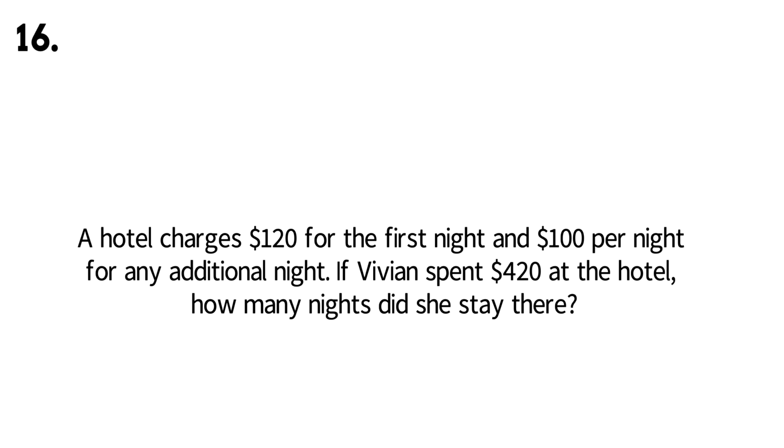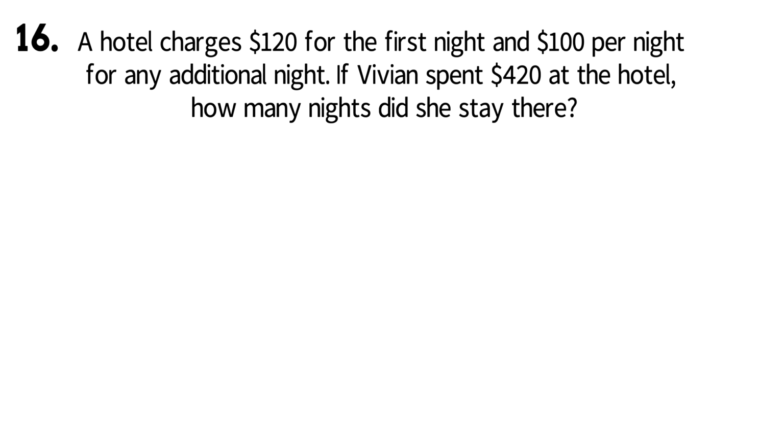A hotel charges $120 for the first night and $100 per night for any additional night. If Vivian spent $420 at the hotel, how many nights did she stay there? This is also another very common kind of two-step GED word problem. Here, all our three values are in dollars, so you have to find the group in a different way. I call it the revolving.